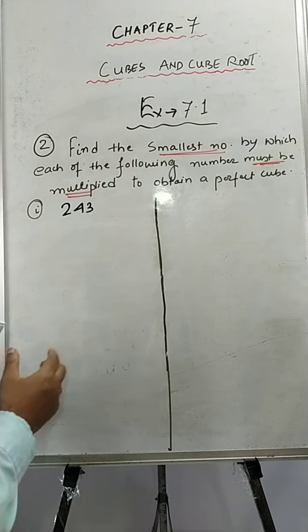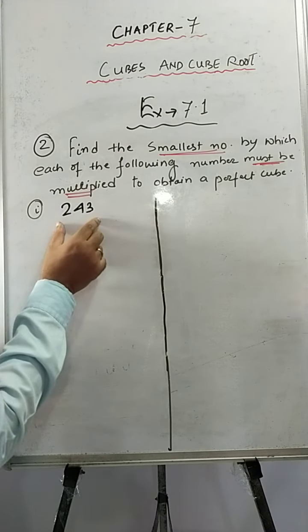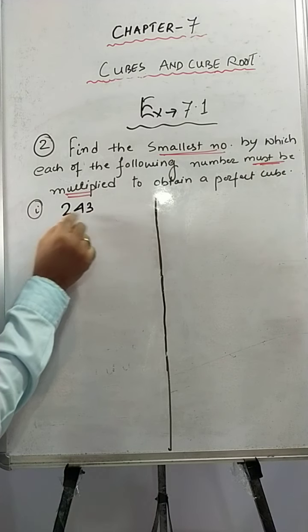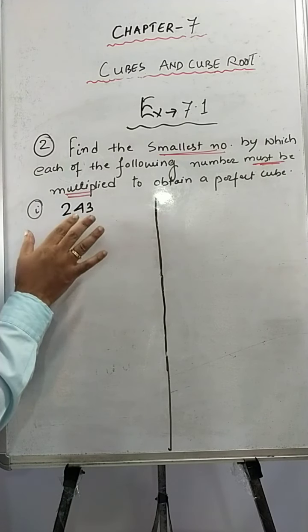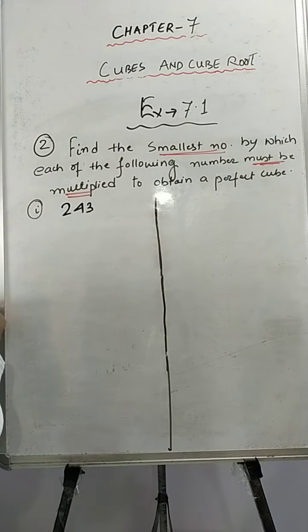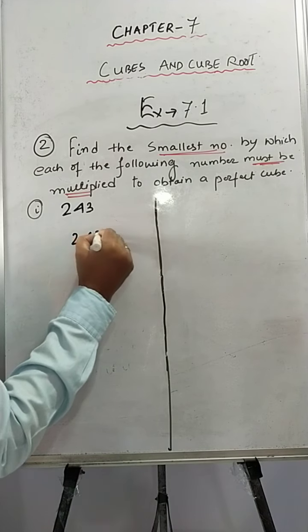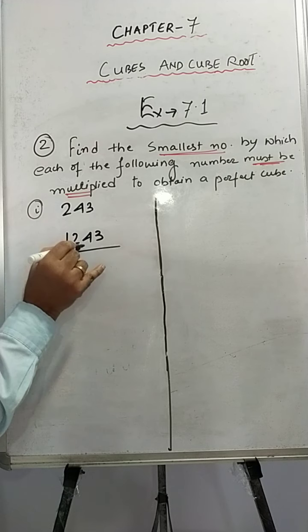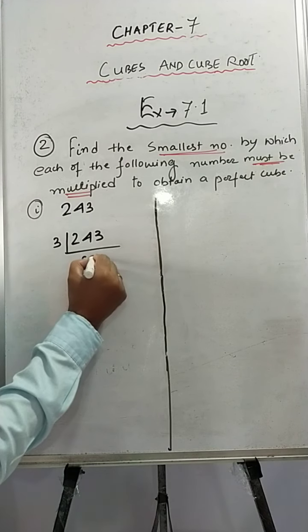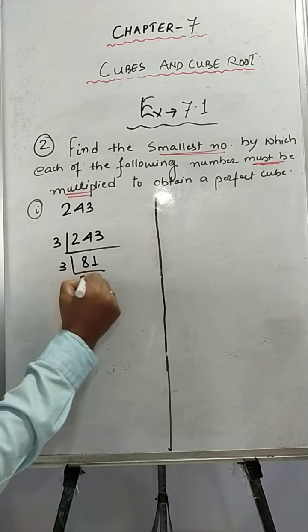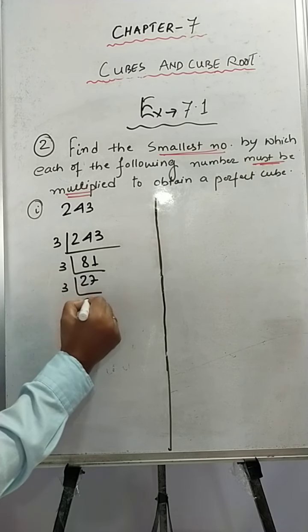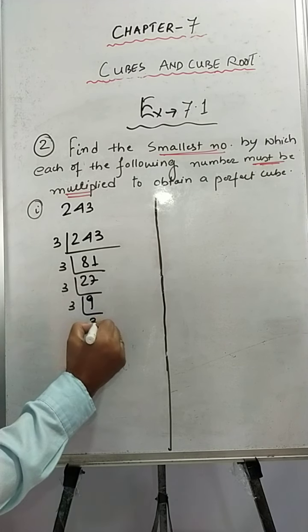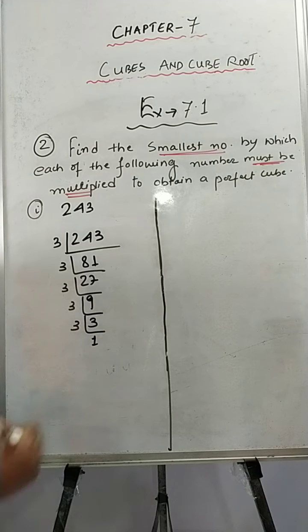The first thing you have to do is the prime factorization of the required number. Here it is given 243. So let's do the prime factorization of 243. It is not divisible by 2, but it is divisible by 3. 3 81s are 243, 3 27s are 81, 3 9s are 27, 3 3s are 9, 3 1s are 3.